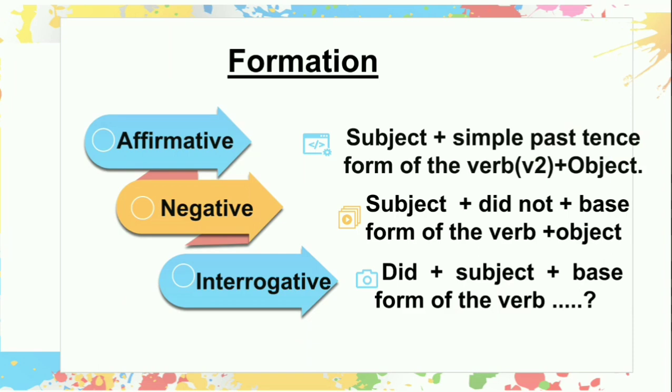Next one is negative. Its formation is subject plus did not plus base form of the verb and the object. Next one is interrogative. At first we will keep did. Initially we will keep did plus subject, then base form of the verb, and then the question mark. Question mark is the most important thing in an interrogative sentence.